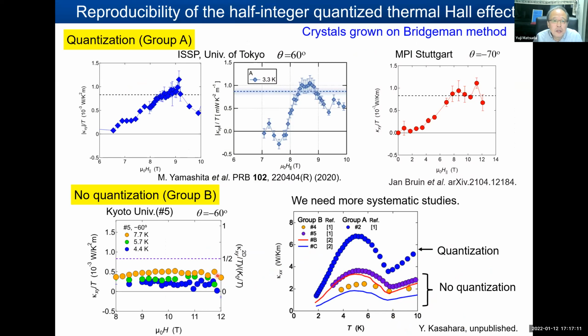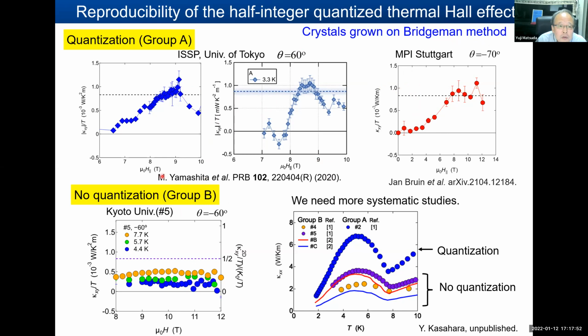Okay, now let me discuss the reproducibility of the quantized thermal Hall effect. Until now, there are three groups that measured the thermal Hall effect of the crystal grown by the Bridgman method, grown by Tokyo Institute of Technology. So Yamashita, ISSP, observed the quantized thermal Hall conductance. And Hidenori Takagi's group, who is the next speaker, also observed the quantized value. But actually, we measured the spherical crystal, and Yamashita also measured the spherical crystal. So some samples show no quantization.